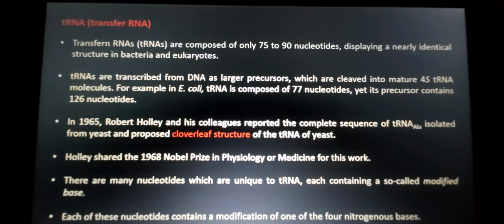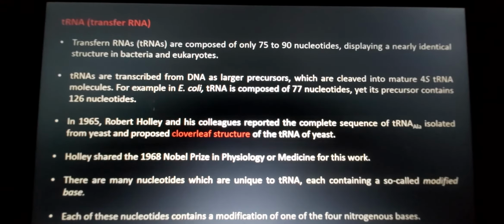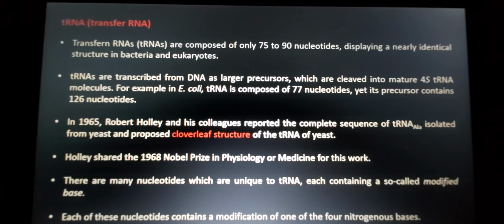Now, the other very, very important component which is required for translation is tRNA or transfer RNA. Transfer RNA is basically made up of 75 to 90 nucleotides. It is a 75 to 90 nucleotide long molecule which has almost a similar structure in bacteria and eukaryotes.